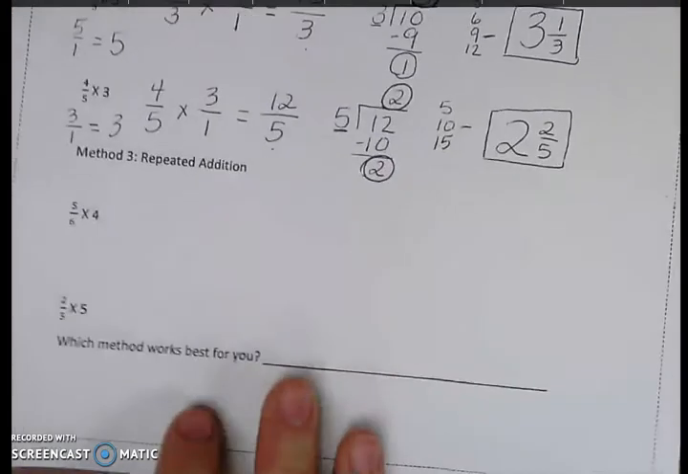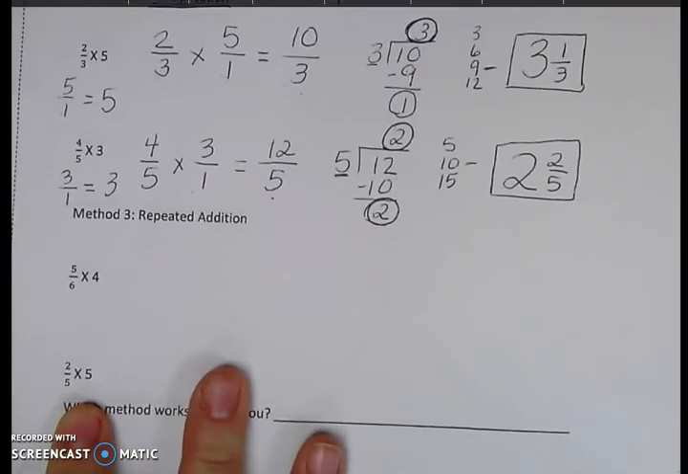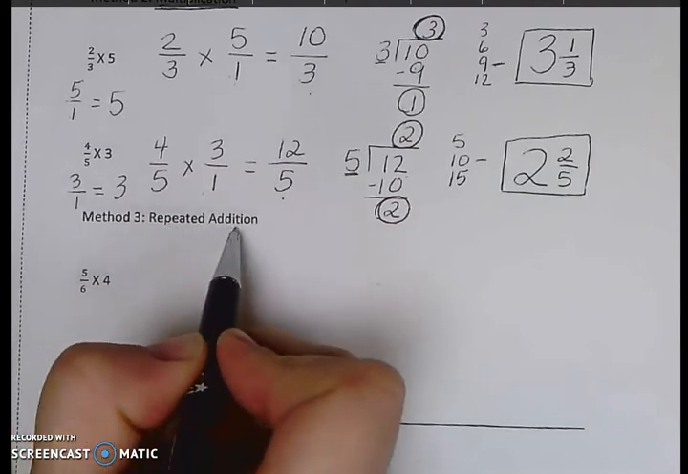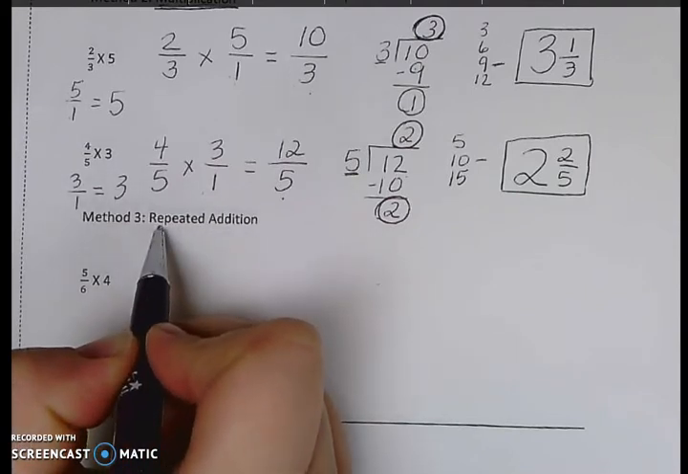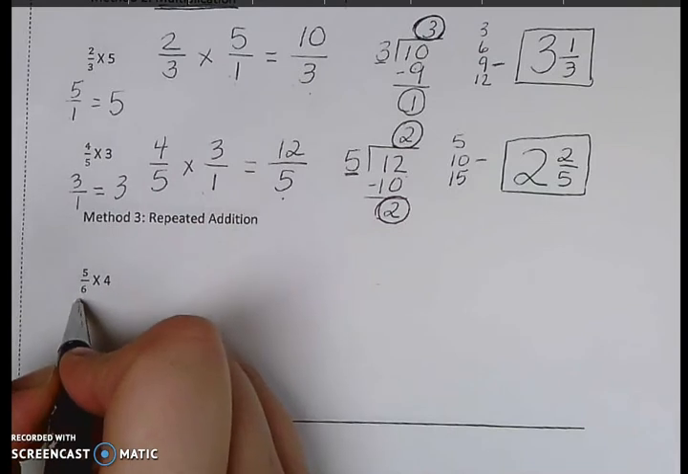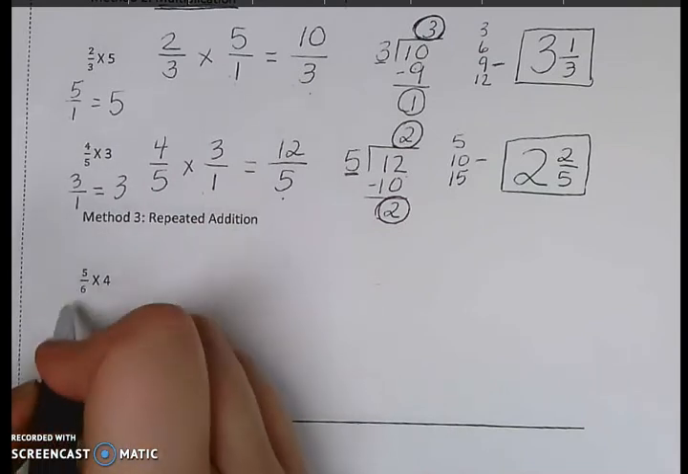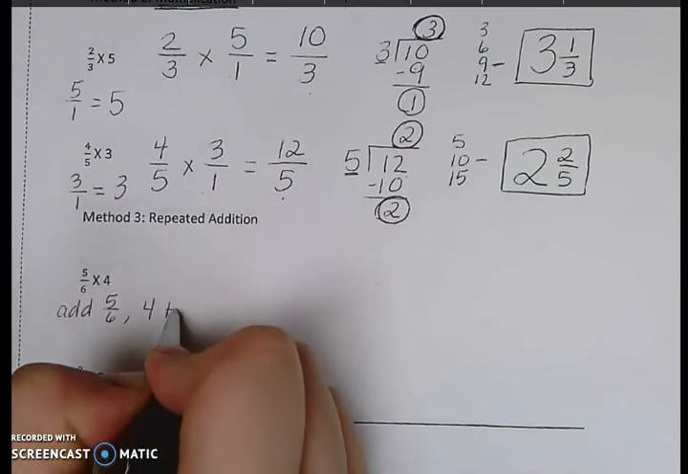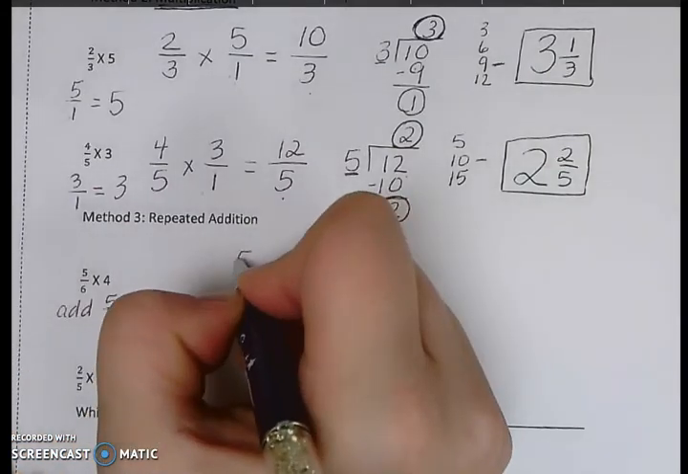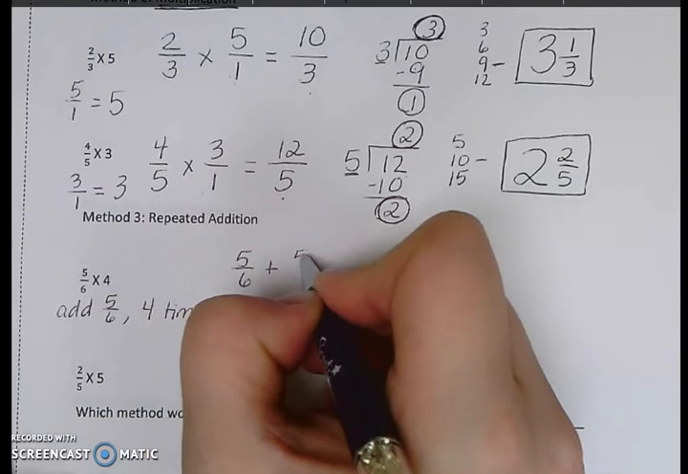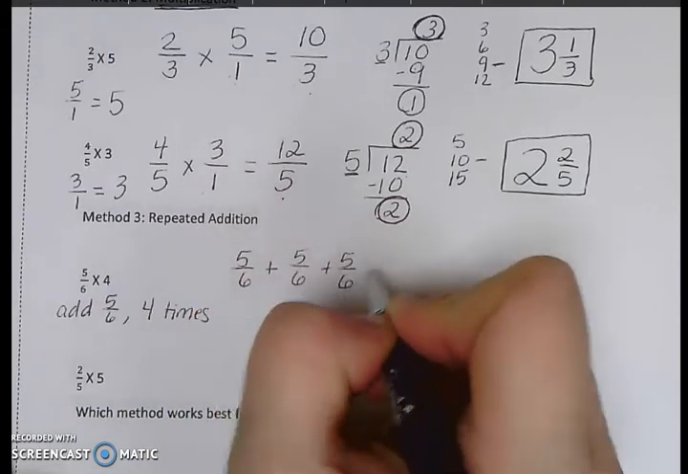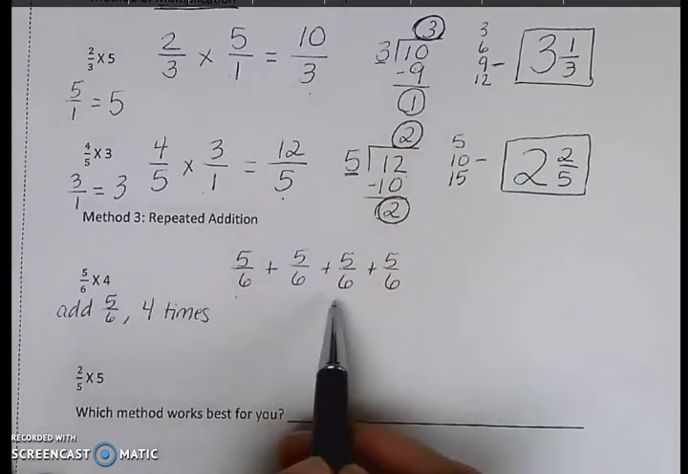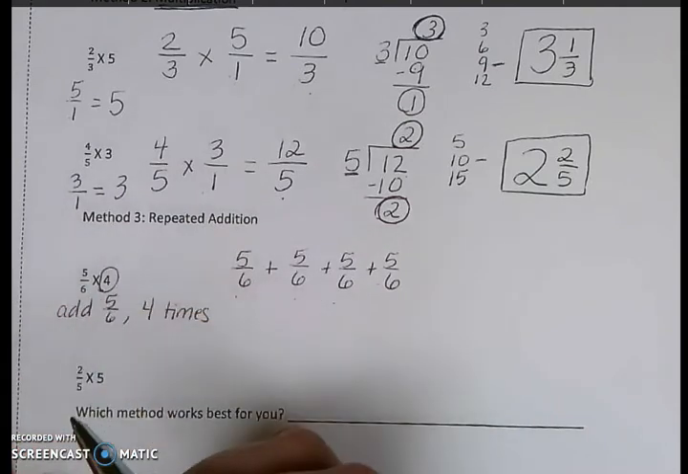Lastly, we're going to look at method 3, which is repeated addition. So, in repeated addition, I'm sure you can imagine, we're going to do some adding over and over and over again. The first one is 5/6 times 4. That means I'm going to add 5/6 4 times. So that would look like this: 5/6 plus 5/6 plus 5/6 plus 5/6. So I've taken 5/6 and I've added it 1, 2, 3, 4 times, just like my problem said.